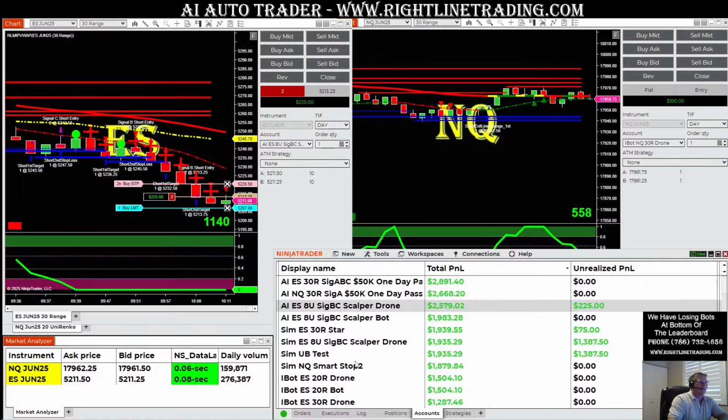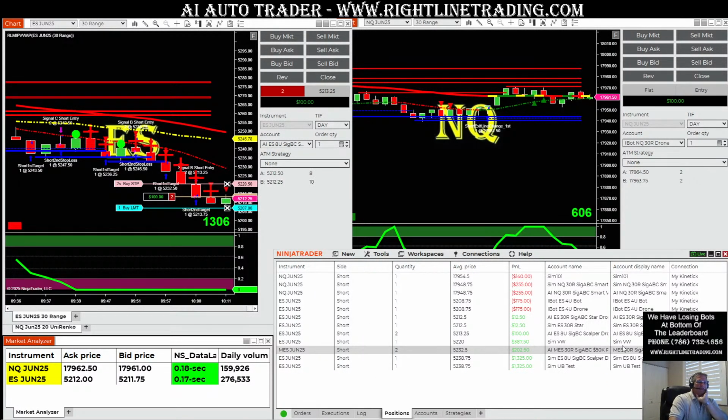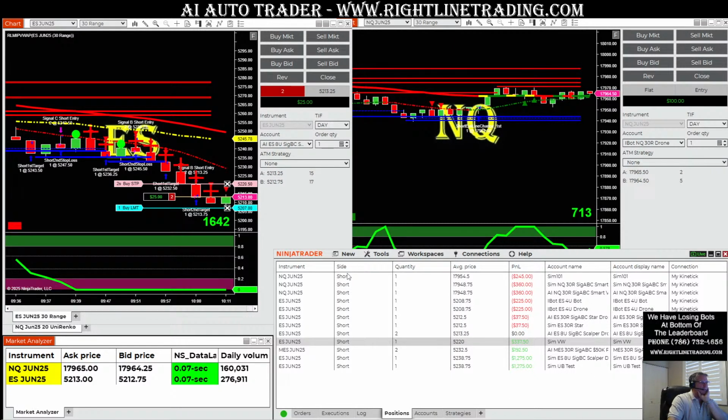I'm curious where that VW is. Here's my open positions. My VW is up 400 on this current trade. Everything is short. I don't have one long position out there.